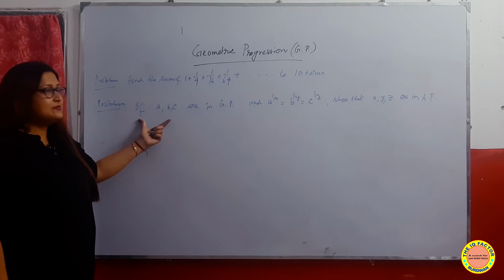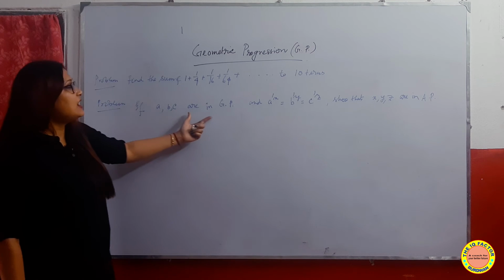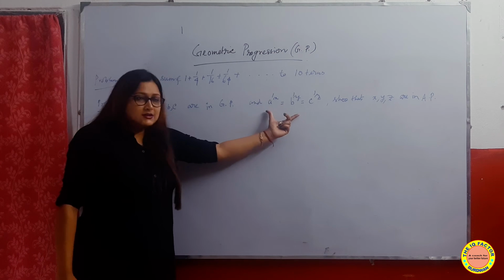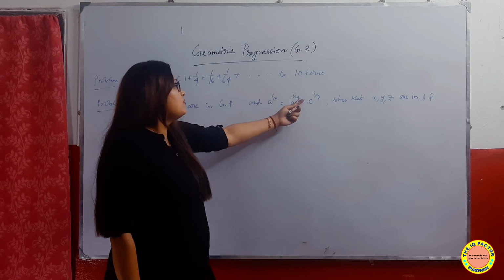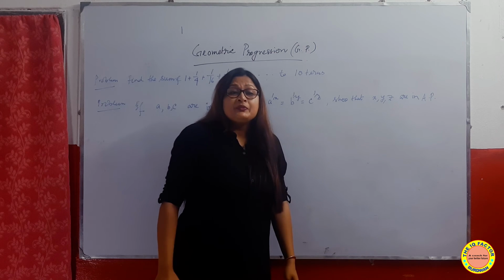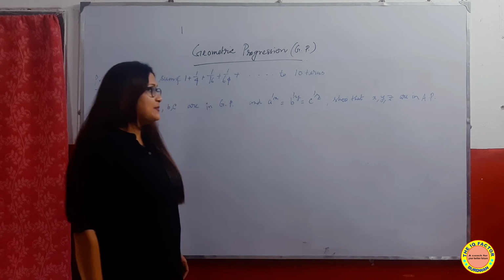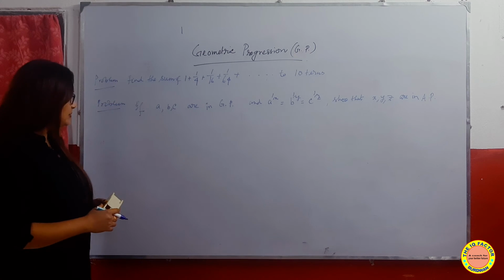And the next problem I will solve for you. If a, b, c are in GP and the condition is given: a to the power 1 by x is equal to b to the power 1 by y is equal to c to the power 1 by z, then show that x, y, z are in AP. That is a most interesting and most important problem.